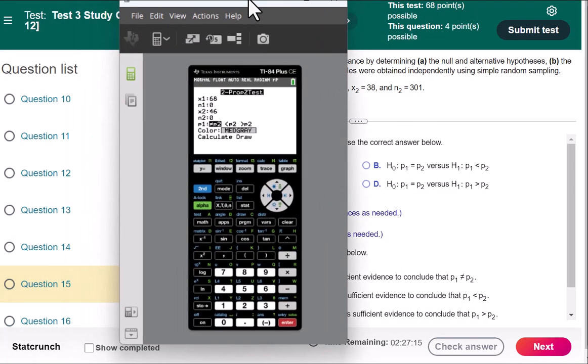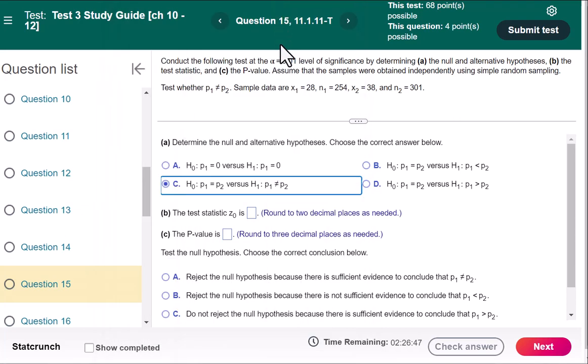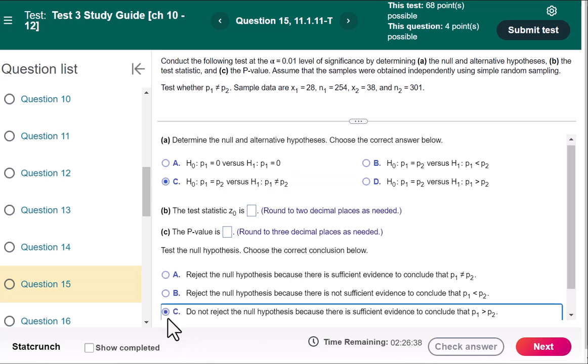So x1 is 28 and n1 is 254, x2 is 38 and n2 is 301, and we need to test that p1 is not equal to p2, so you just hit calculate, and z is negative 0.58, and look at the p-value, it's a huge 0.56, so you're going to fail to reject the null hypothesis. You fail to reject the null hypothesis, and there is no sufficient evidence to conclude that p1 does not equal p2. Next question.